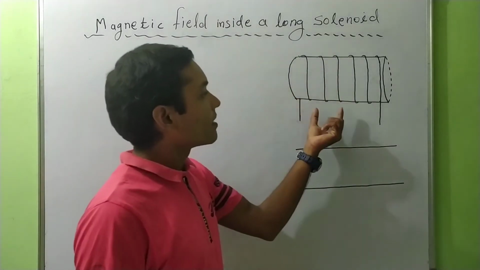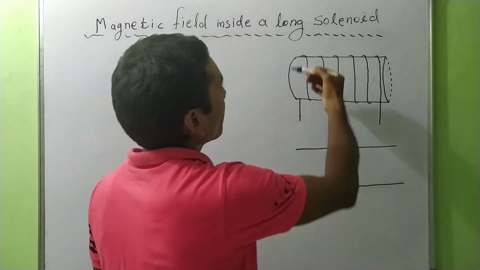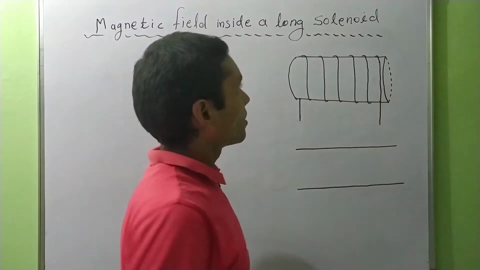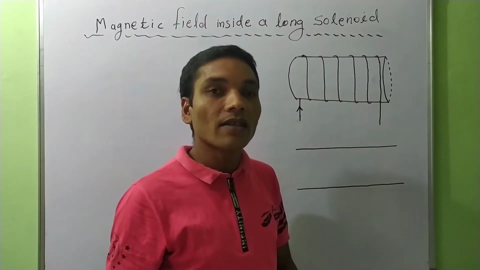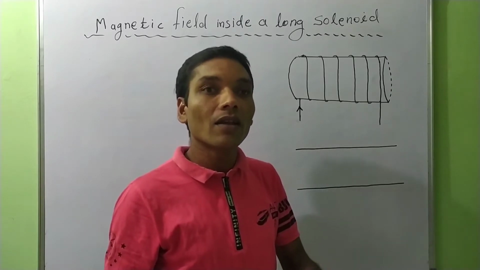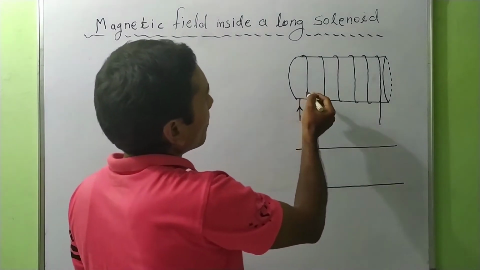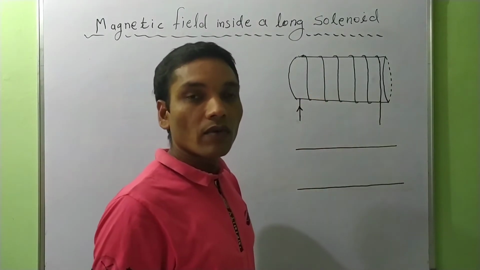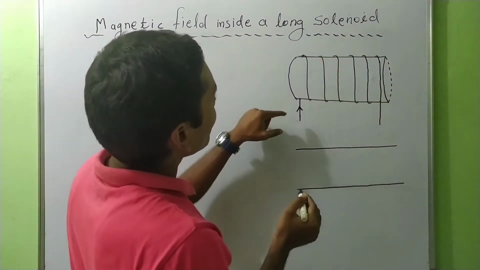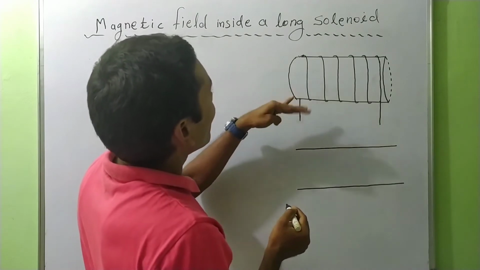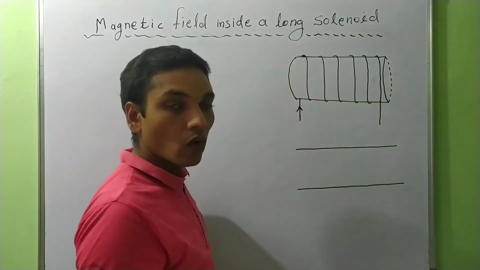So let this be the straight long solenoid, and here this is the copper wire wound over the frame of insulator. All these turns work like a single closed loop. Okay, so we will consider all the closed loops of copper wire. In this closed loop, current is flowing through the wire from the back side and reaches the top of the closed loop.